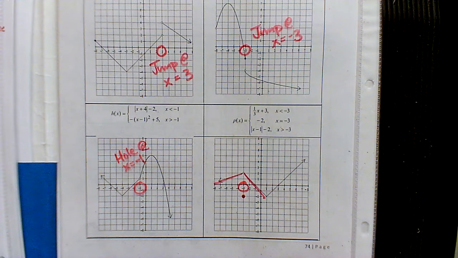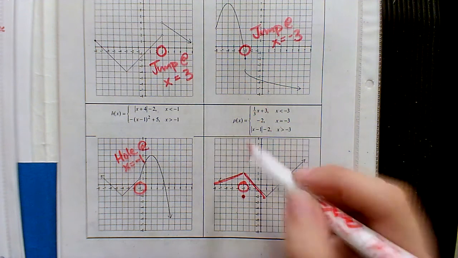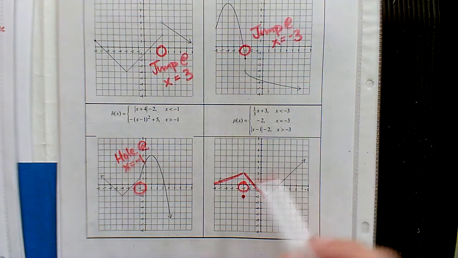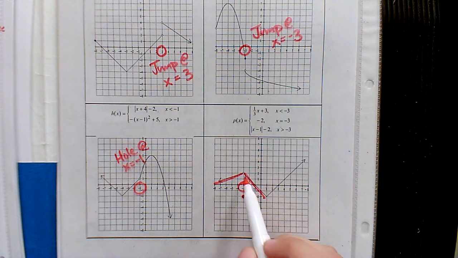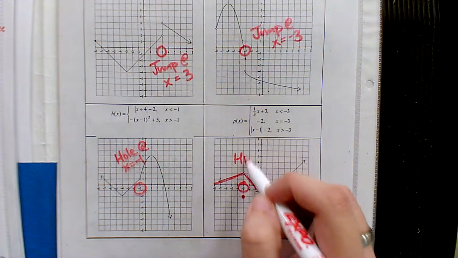Question is, what type is it? Is it a hole or is it a jump? Look at your definitions. Do you have two pieces connecting in an open circle, or do you have two pieces that don't connect at all? They don't connect at all. Are you sure? You don't think if you were to continue the left and the right side they would match up? They would connect, right? If that point was filled in, they would connect, but unfortunately it's an open circle. Okay, this is a hole.